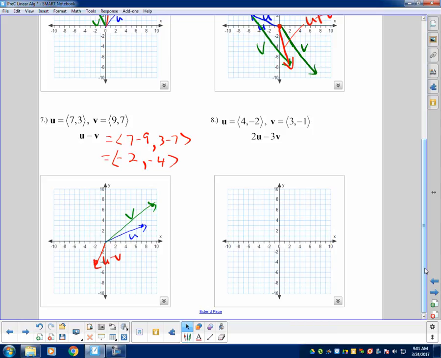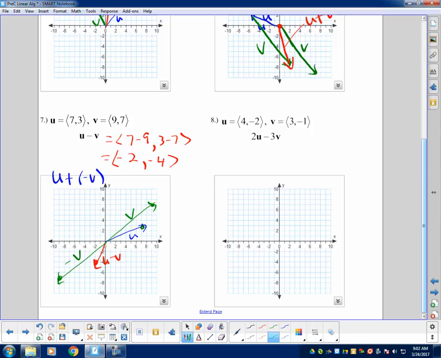Here's how I end up there. If I were to take v and actually think of it as u plus a negative v, I would first find negative v. So negative v would be the exact opposite of this. So instead of being 9, 7, it would be -9, -7. So here's negative v. And then I'm going to add negative v to the end of u. It's the same thing as subtracting.